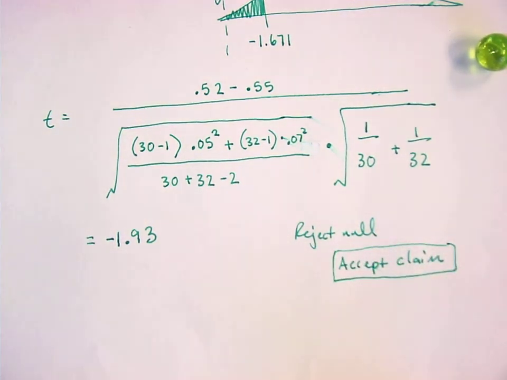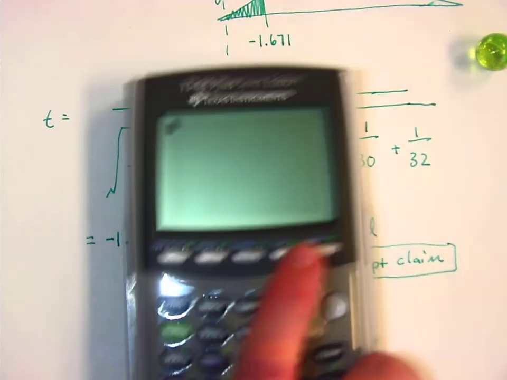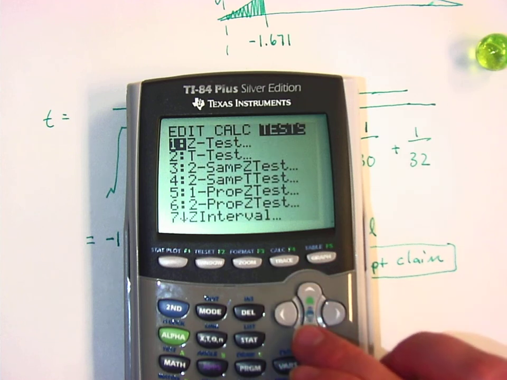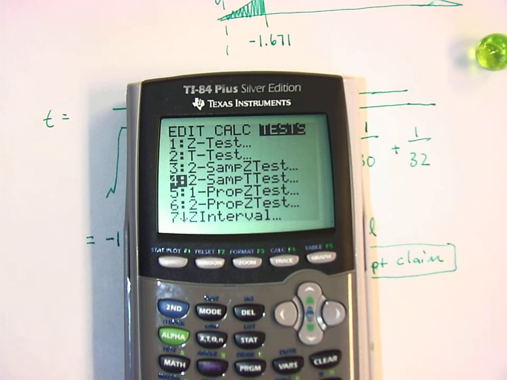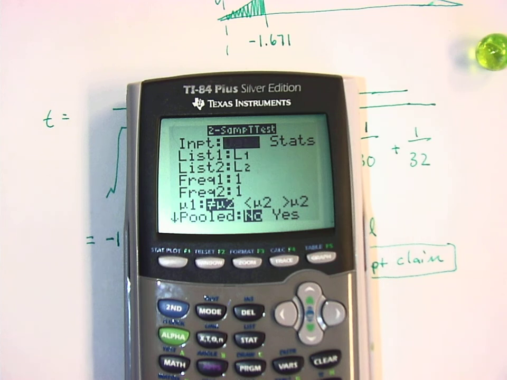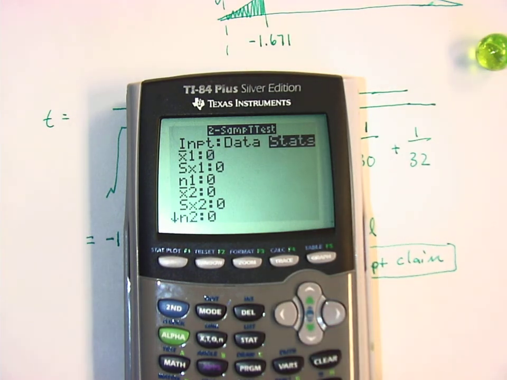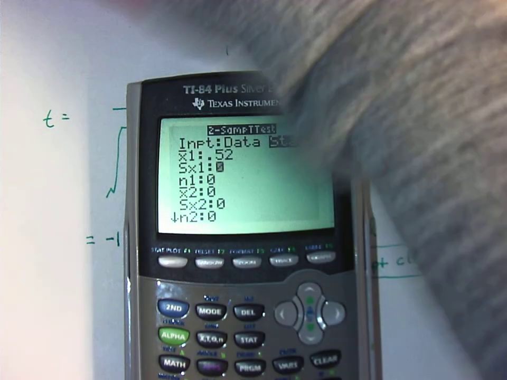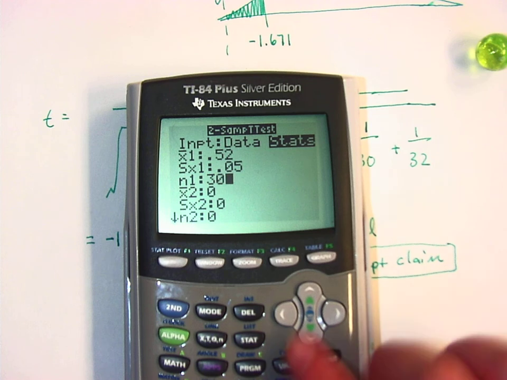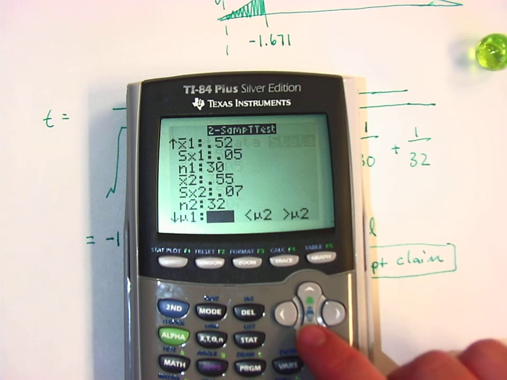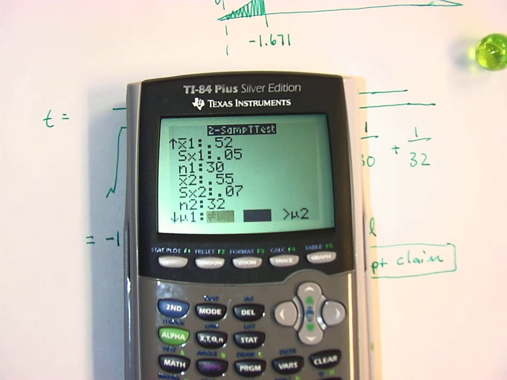If this was a p-value test, you'd compare the p-value instead. Let me show you guys how to do this. So everybody go to stat, tests. You're going to pick two-sample t-test. Now if you had data instead of stats, you'd put it into your list, but we've got stats because we've actually got the numbers. 0.52 is my x bar 1, my S1 is 0.05, N1 is 30, x bar 2 is 0.55, S2 is 0.07, and my N2 is 32. Then you highlight what the tail is, which is less than in this case.